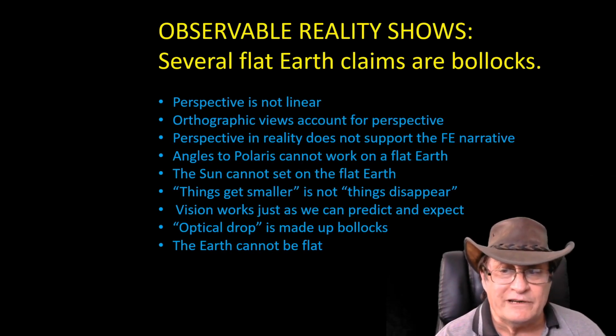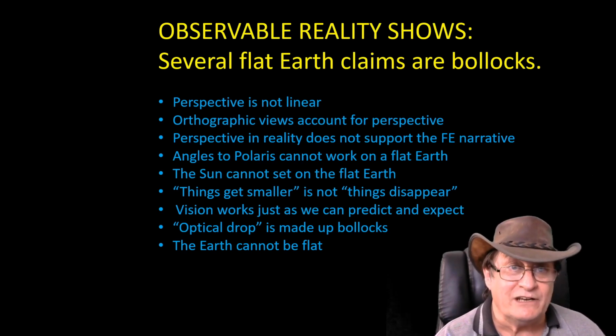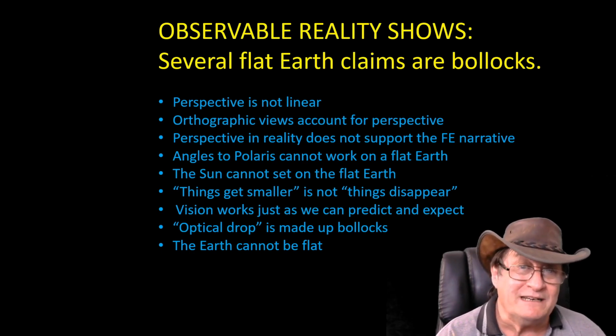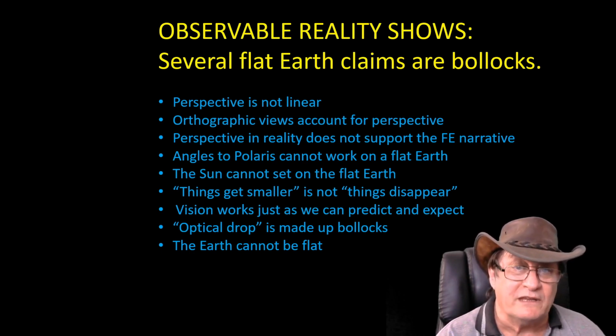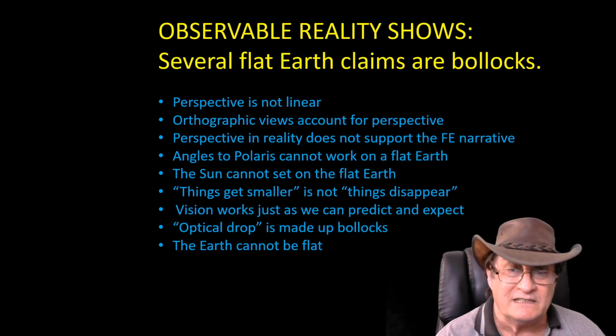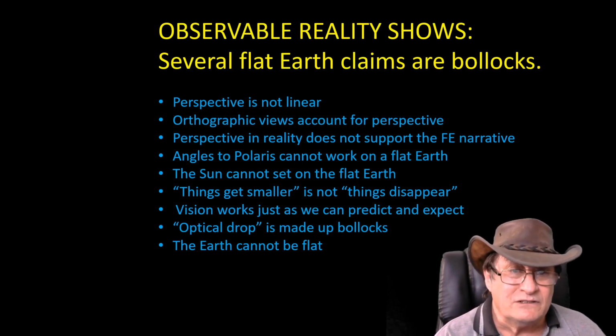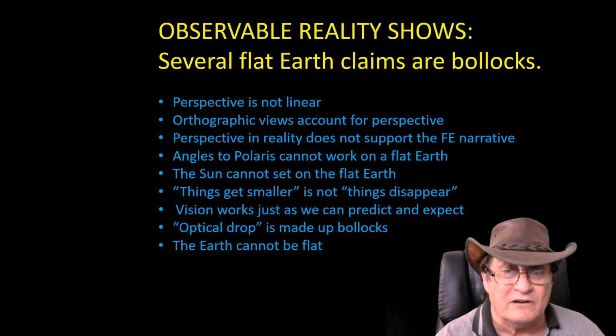So, in summary, observable reality shows several flat Earth claims are bollocks. So perspective is not linear. Orthographic views do account for perspective. Perspective in reality does not support the FE narrative. It does not support the idea of a sunset or Polaris disappearing when you get to the equator. And the angles to Polaris cannot work on a flat Earth.